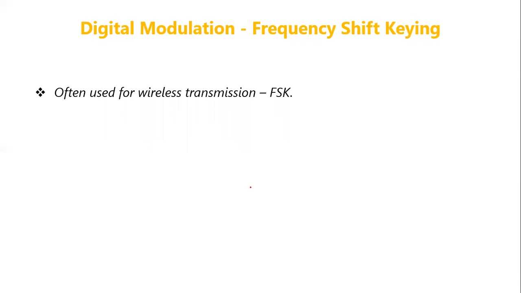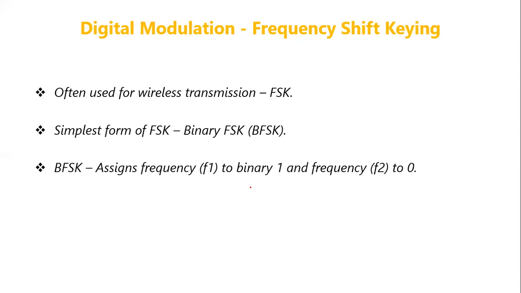For transmitting 1, we use one frequency, and for transmitting 0, we use some other frequency. And this is the most commonly used technique for wireless transmission. The simplest form of frequency shift keying is called binary frequency shift keying. In binary frequency shift keying, 1 is represented with the frequency f1 and 0 is represented with the frequency f2, or in any order.